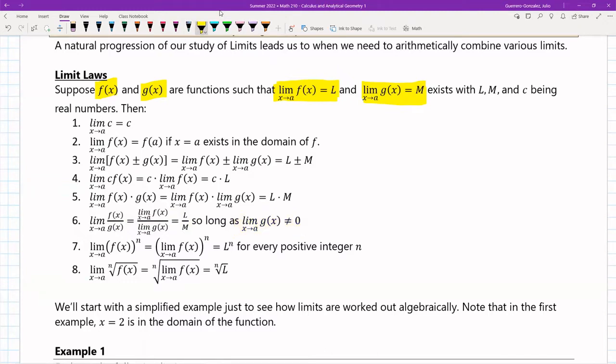Number 7, suppose you want to find the limit of your function f of x raised to a power n. What this basically says is the power just gets to go outside. You find the limit as x approaches a of f of x by itself, and then you take the result to the power n. And then the last one is sort of an extension of number 7. Let's say you have the nth root of a function. That's equivalent to finding the limit of the function and then taking the nth root of the resulting value.